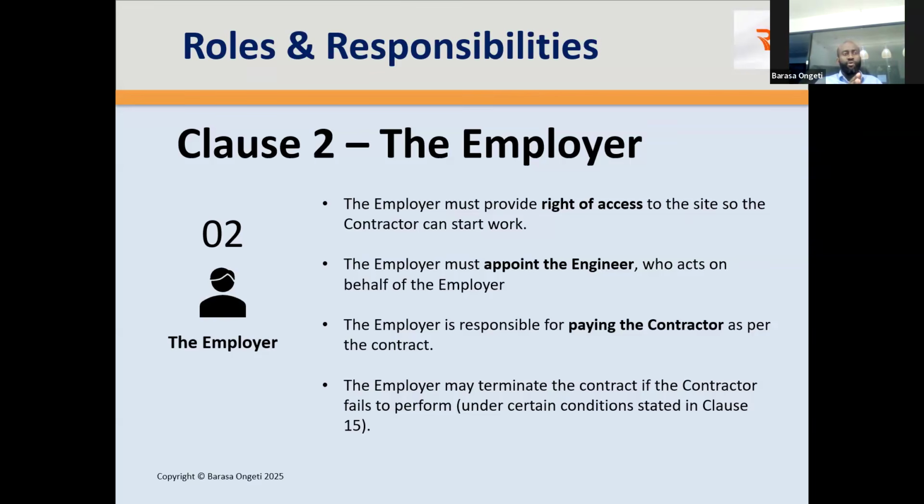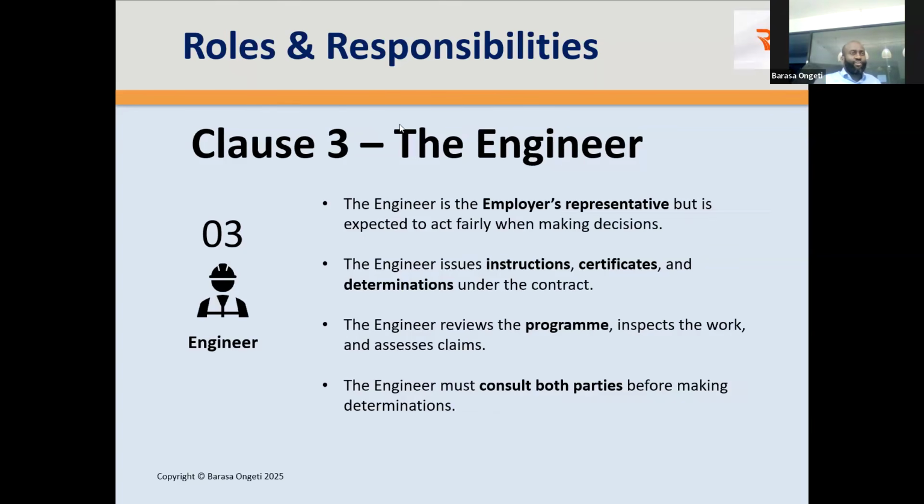The employer also may terminate the contractor if the contractor fails to perform under certain conditions, Mr. Kelvin. So being stubborn is not one of the conditions. If you look at clause 15 of the conditions of contract, being stubborn is not one of them. But there are specific instances where the contractor has stubbornly failed to perform, not just being stubborn, but has failed to perform, and those instances are defined in clause 15, and the employer has that entitlement under clause number 2.